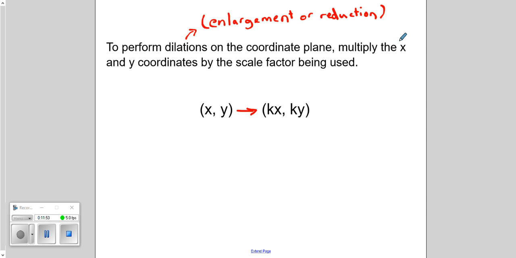And it's a little bit like a translation from last section, but instead of adding the vector, we are supposed to multiply by the scale factor. So whatever scale factor is being used, whether it be an enlargement or reduction, you multiply every x and every y by that. So here's an example. If the original point is (x, y), and my scale factor is, in this case, k, I would rewrite it as (kx, ky). So again, kx, ky.